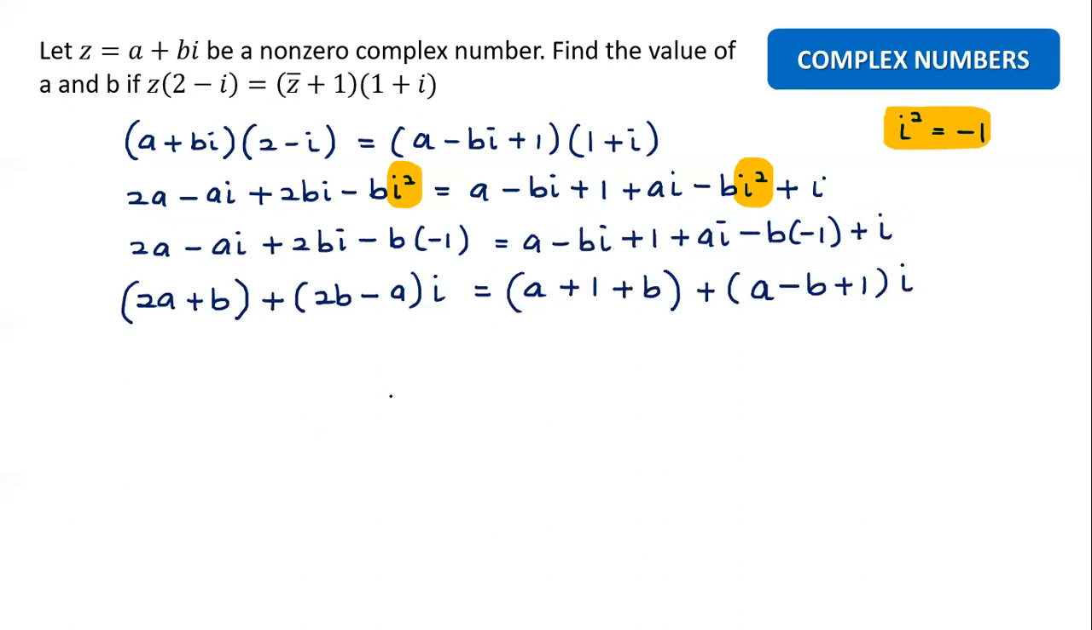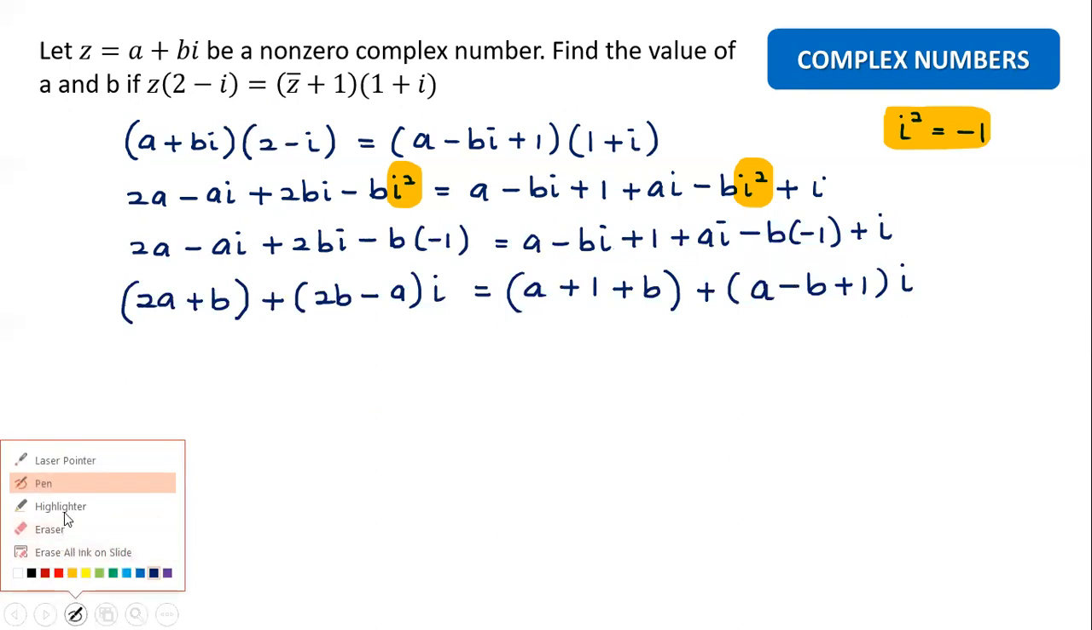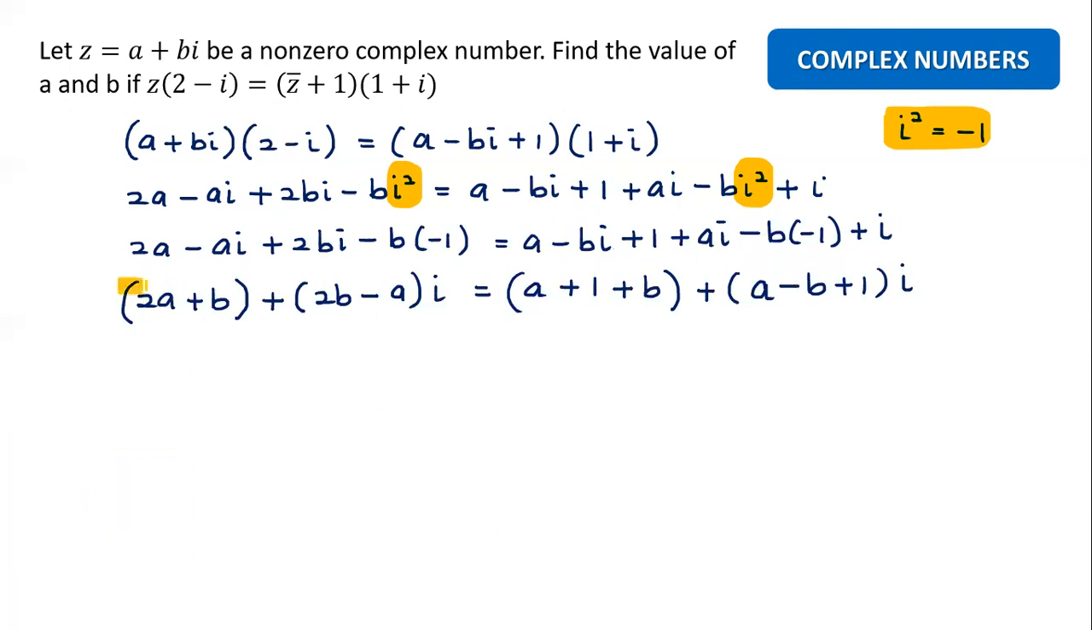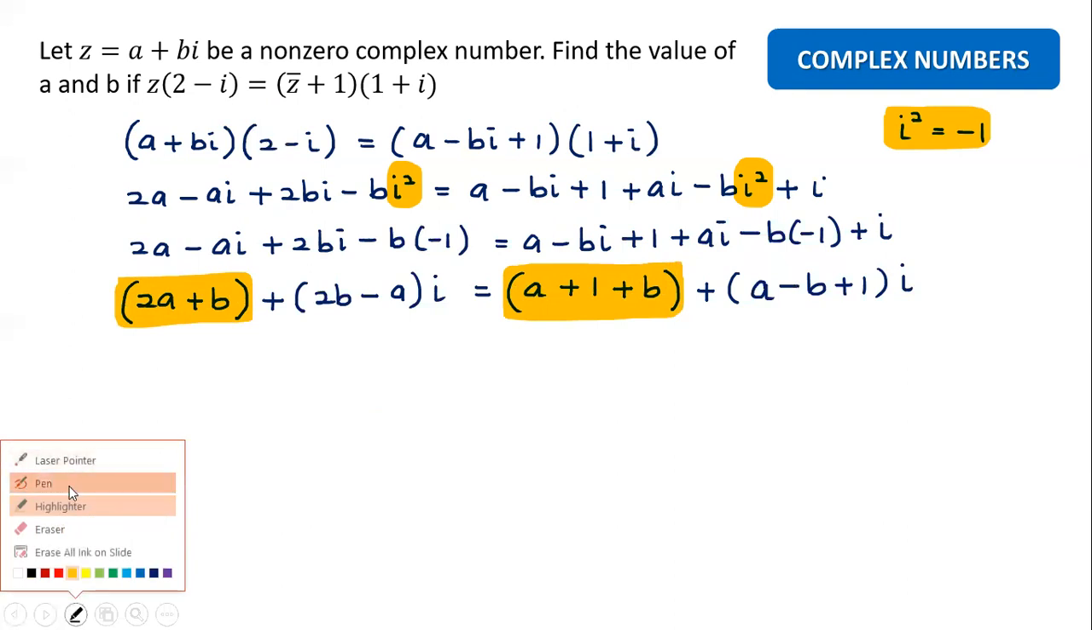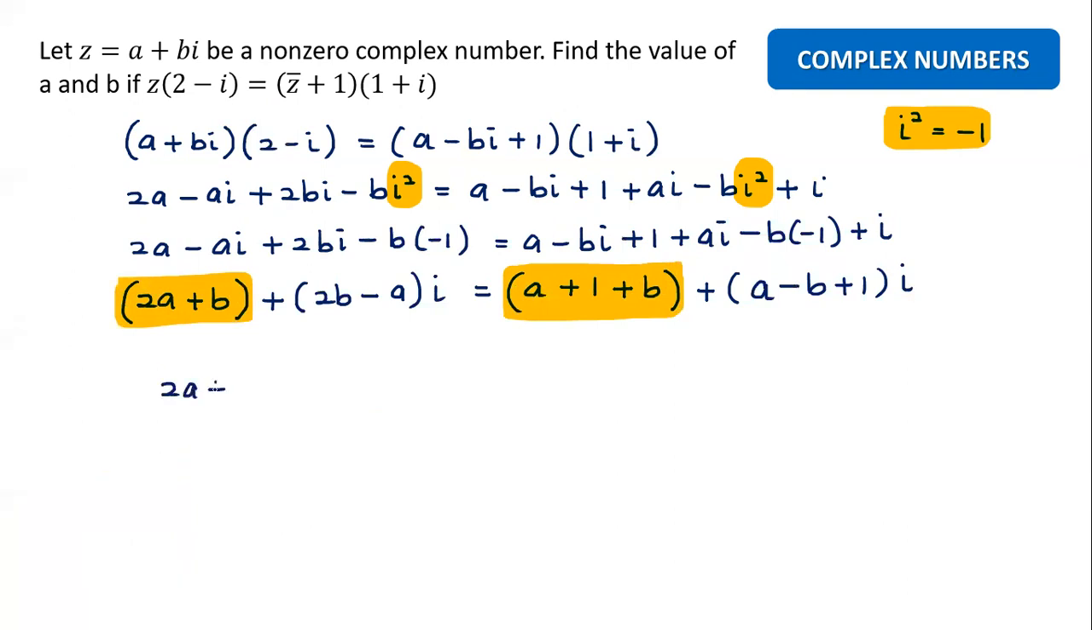Understand, class? So now we're going to do a comparison. Comparison means the real part is compared with the real part. Let us start to compare. So 2A plus B equals A plus 1 plus B. The good news is the B can be eliminated outright because B minus B is 0. So you have A equals 1. We already managed to get the value of A.